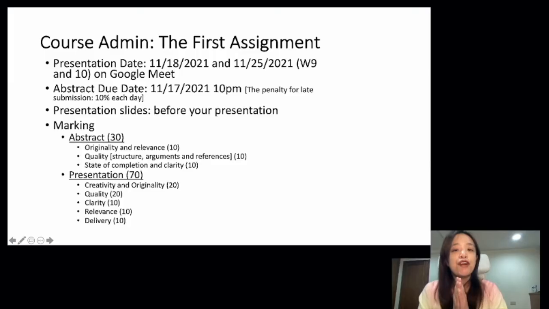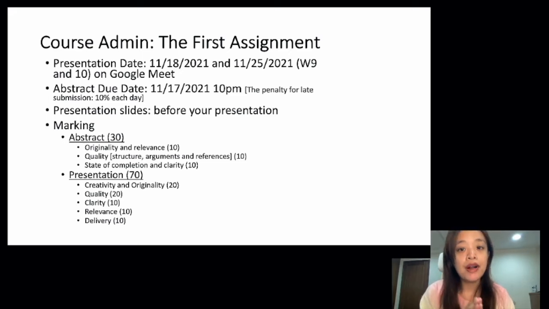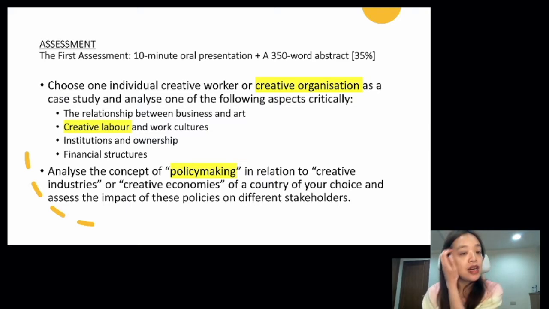Let's get started. First, we're looking at the first assignment of this module, which is the midterm assignment. The dates for our presentations will be the 18th of November and the 25th of November, which is week 9 and week 10. We will be conducting the sessions live on Google Meet without a recorded lecture like we usually do. The assessment will be a 10-minute oral presentation from each of you, and a 350-word written abstract. You can choose among the following topics.